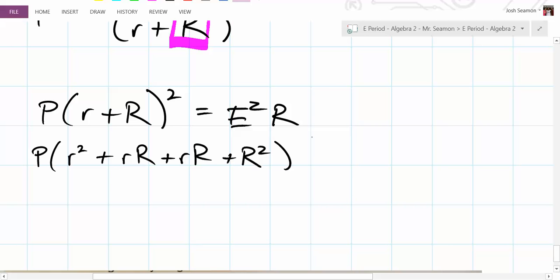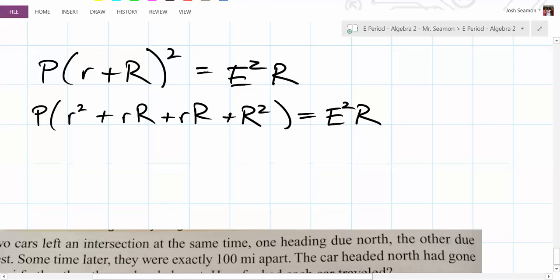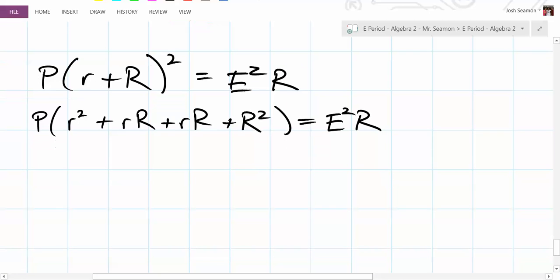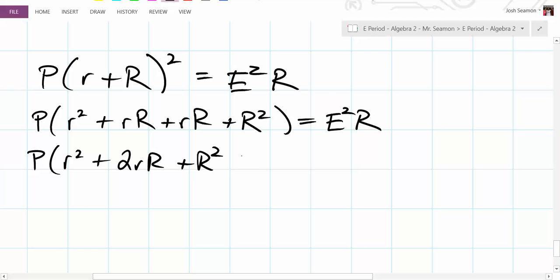Take a look at what I just wrote down and see if you agree with what I just did. What do you think? Does that work? No, it's not always right. I remember I forgot the r before in the last question. So what do we have here? R squared plus 2rR plus r squared equals E squared R. Take a look at that. Did I make any mistakes? No. What do I really need to multiply by, though?